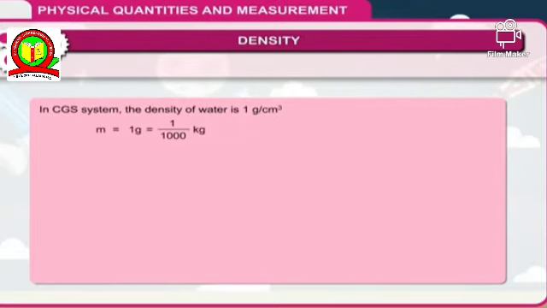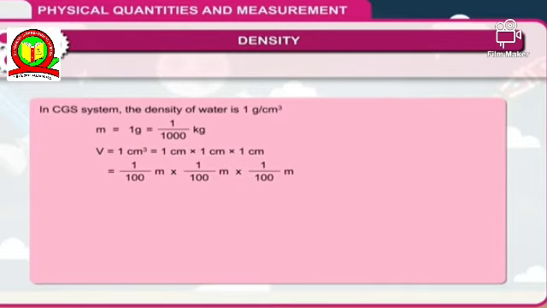Here, M is equal to 1 gram, which is equal to 1 upon 1000 kilogram. V is equal to 1 centimeter cube, which is equal to 1 centimeter into 1 centimeter into 1 centimeter, which is equal to 1 upon 100 meter into 1 upon 100 meter into 1 upon 100 meter.